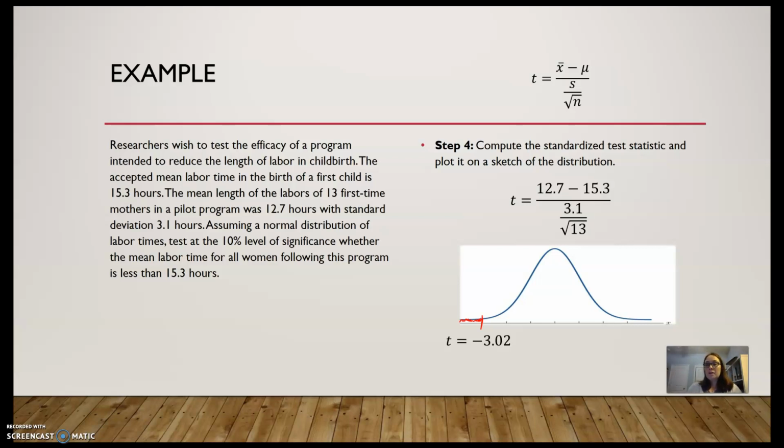If the alternative had been greater than, then this would have been a right tail, and I would have wanted everything to the right of -3.02. If it was two-tailed, so it was not equal to in that alternative hypothesis, then I would also add a t-score of +3.02 on the right side, and I would want the area to the left of -3.02 and the area to the right of +3.02. So we're looking at a little bit simpler example. I just need the area to the left of this t-score.